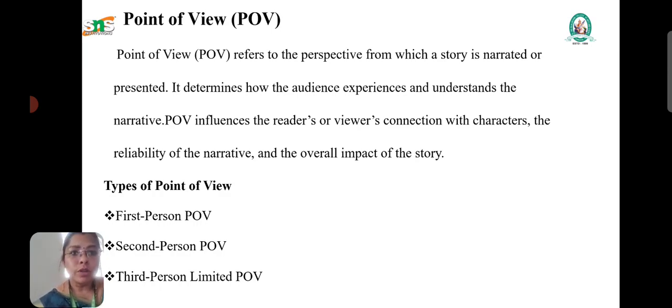Second person point of view is nothing but about you. What do you think about the story? What do you think about the novel? What do you think about the creator? That's the second person point of view. Third person point of view is nothing but what does he or she think about the story? What does it contain? That is the third person point of view.